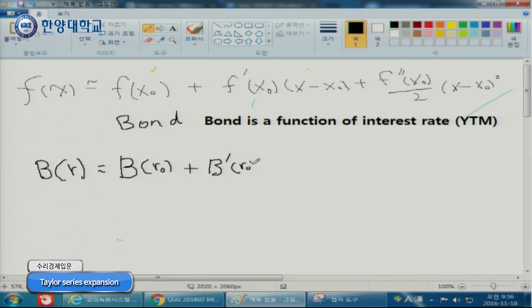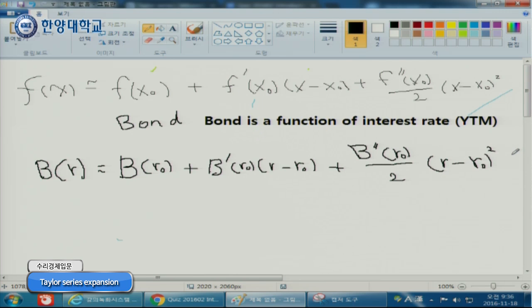R0, and then R minus R0, and then in finance, we do the second order, so it is B second prime R0 over 2, R minus R0 squared. Well, now we are done. Even if we don't know this one, right? We don't know this one.